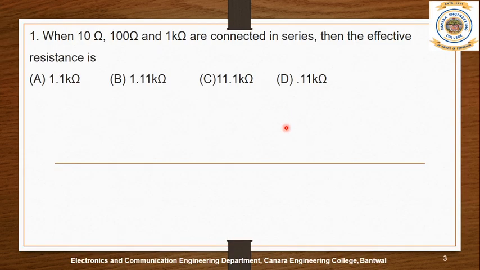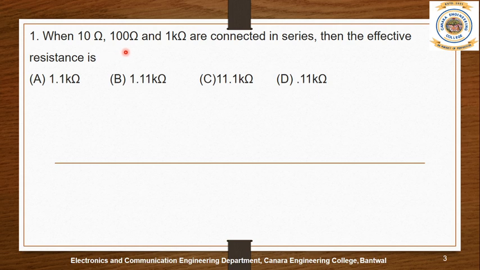First question: when 10 ohm, 100 ohm and 1 kilo ohm are connected in series, then the effective resistance is, options are 1.1 kilo ohm, 1.11 kilo ohm, 11.1 kilo ohm and 0.11 kilo ohm. Now when these three resistances are connected in series, what is the effective resistance?